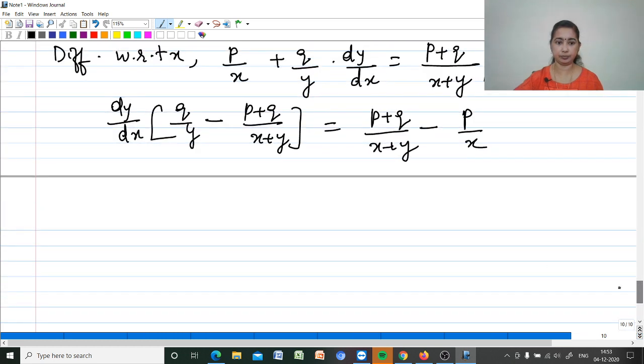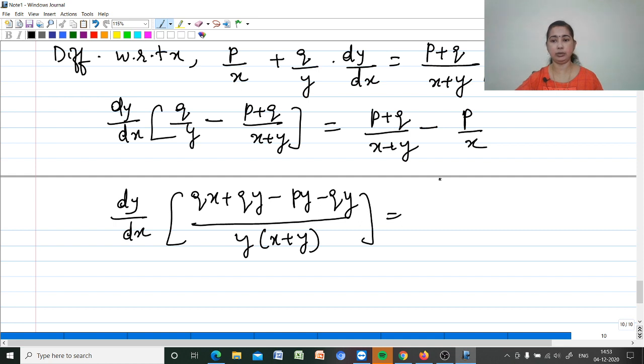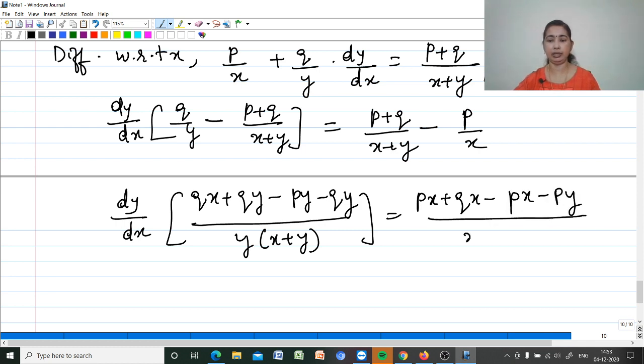Now here we can cross multiply this. So dy by dx into cross multiplying (qx + qy - py - qy) whole divided by y into (x + y) is equal to, here also we can cross multiply. So (px + qx - px - py) whole divided by x into (x + y).